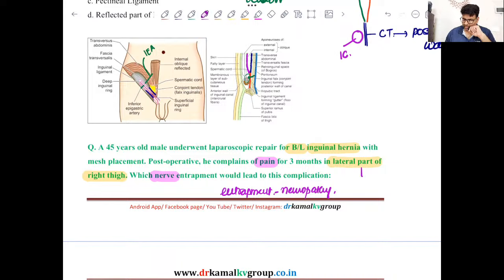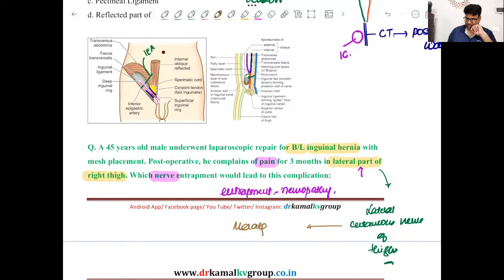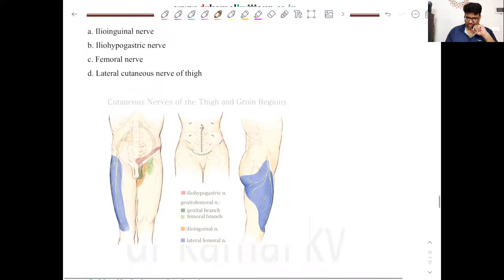So the moment you find this particular word, lateral side of thigh, the lateral side of thigh gets innervation from the lateral cutaneous nerve of thigh. Clear? So that nerve is the lateral cutaneous nerve of thigh, and this clinical syndrome is known as Meralgia paresthetica, right? This is the classical picture.